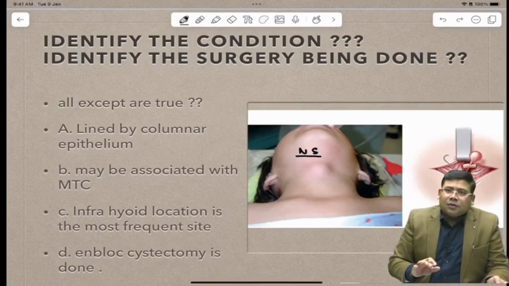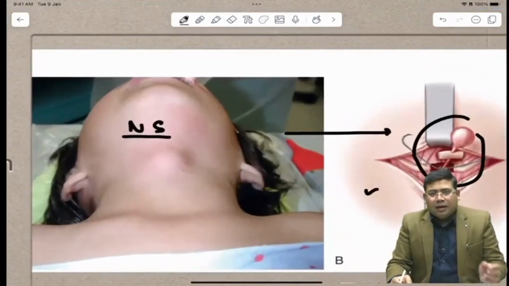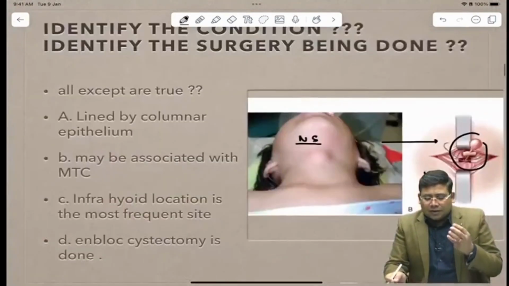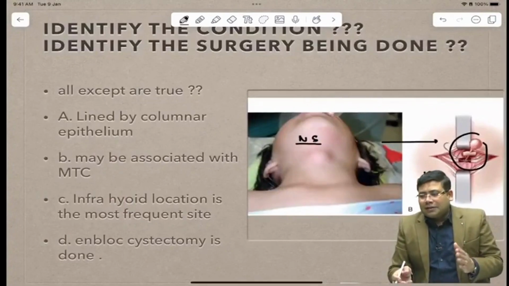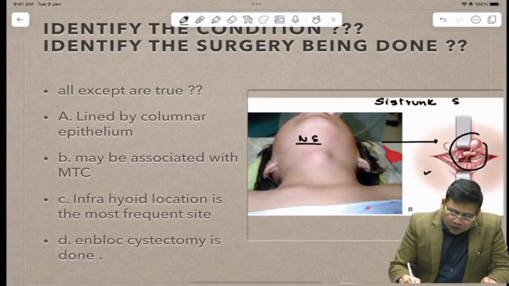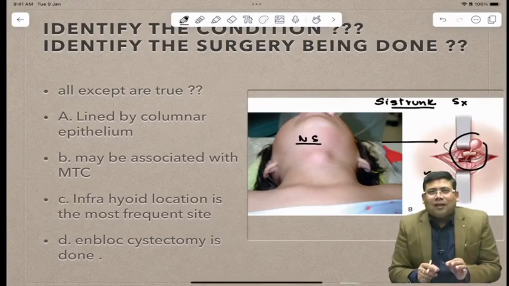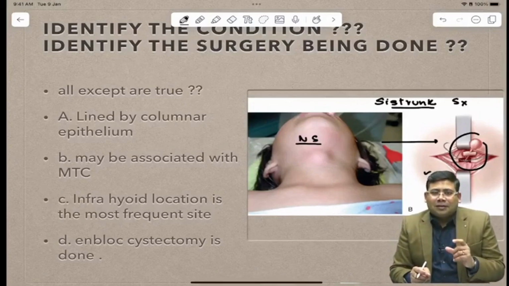Merely by seeing this image you cannot decide, but in this image, can you see a cystic structure that has been excised along with the central part of the hyoid bone? This surgery is suggestive of en bloc cystectomy with the central hyoid, and this is the Sistrunk procedure which is being shown here. Thus we come to the conclusion that the swelling in the image is a thyroglossal duct cyst.